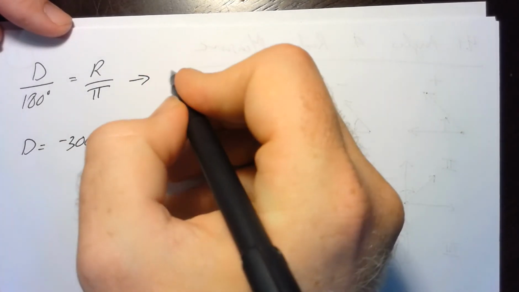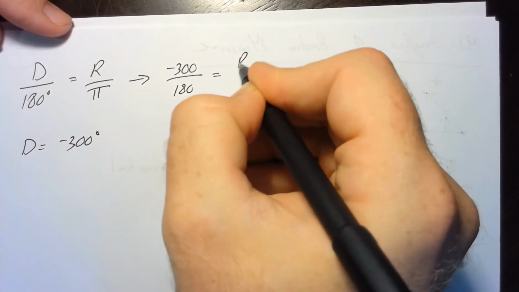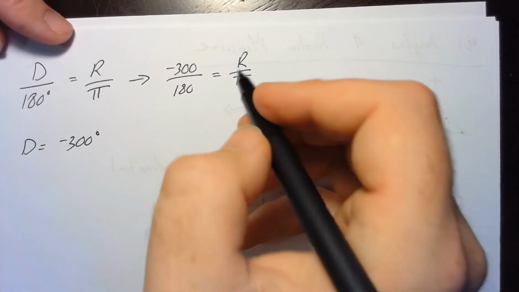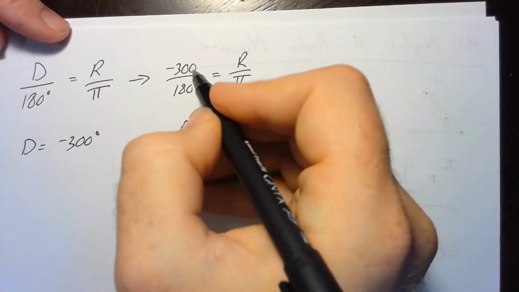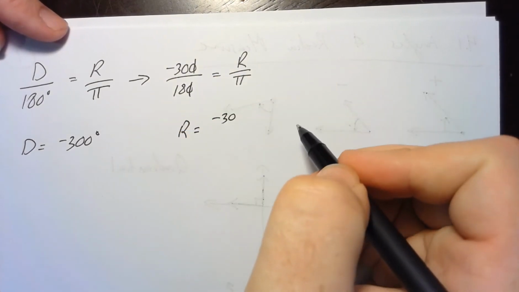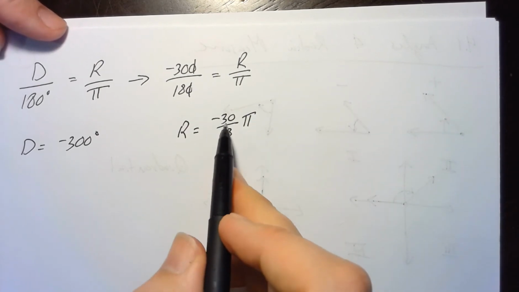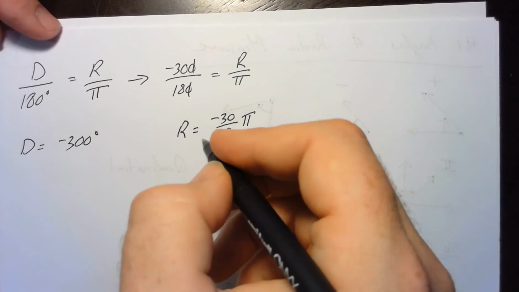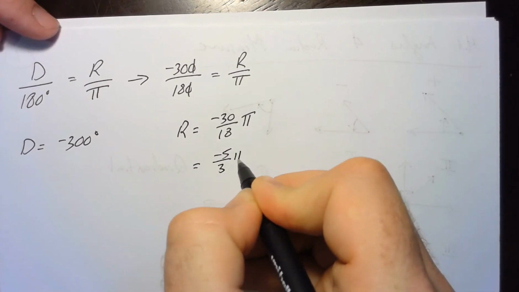So in this case, I'm going to plug in negative 300 over 180 equals r over pi. And then I'm going to simplify this to the best of my ability. I'm going to multiply by pi. I'm going to get r equals negative 300 over 180 times pi. I'm going to cancel out a zero on the top and bottom, giving me 30 over 18 times pi. And then I just have to simplify 30 divided by 18. Well, I know 6 can go into 30 5 times, and I know 6 can go into 18 3 times, so I'm going to get negative 5 over 3 pi.